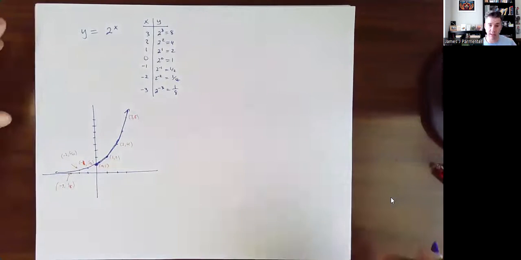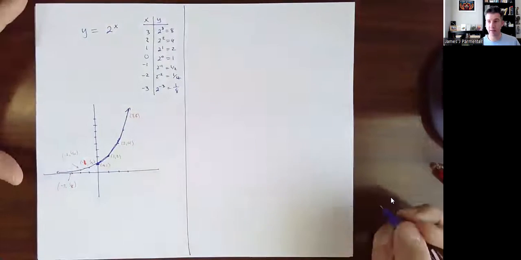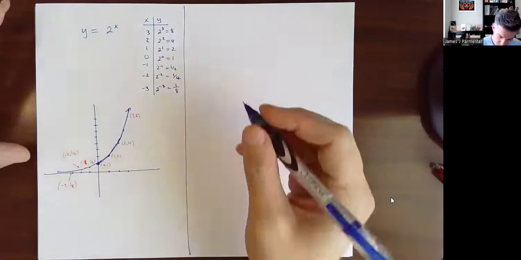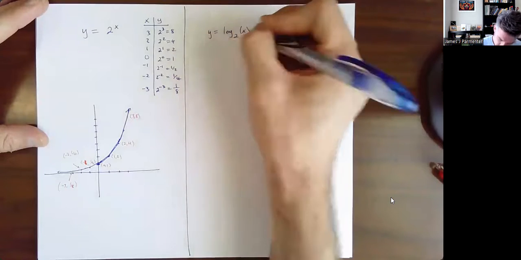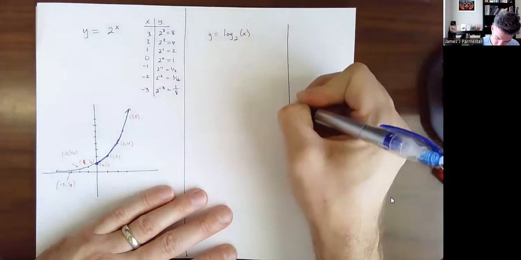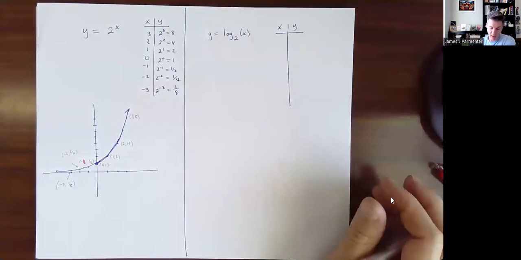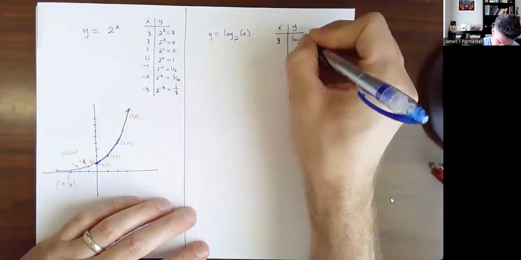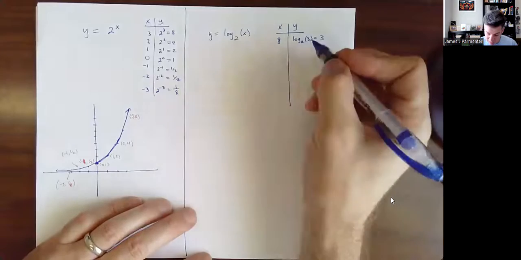Now what we're going to see is that the logarithmic graph has the exact same points, except x and y are all interchanged. So if I'm going to graph y equals log base 2 of x, and I make a little table, I'm going to get the inverse values. So instead of x being 3 and y being 8, I'm going to have x be 8, and log base 2 of 8 is 3, right? Because 2 to the third equals 8.